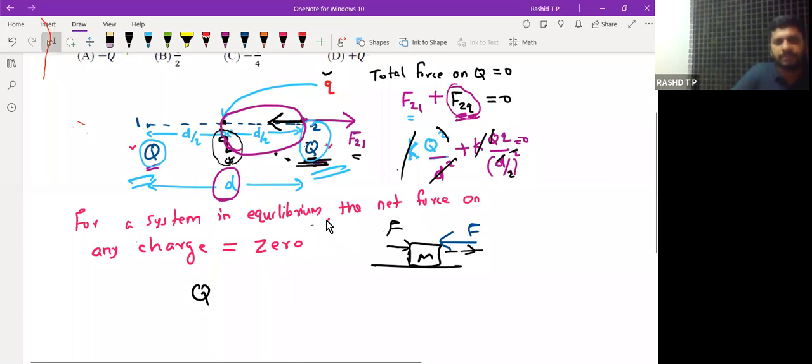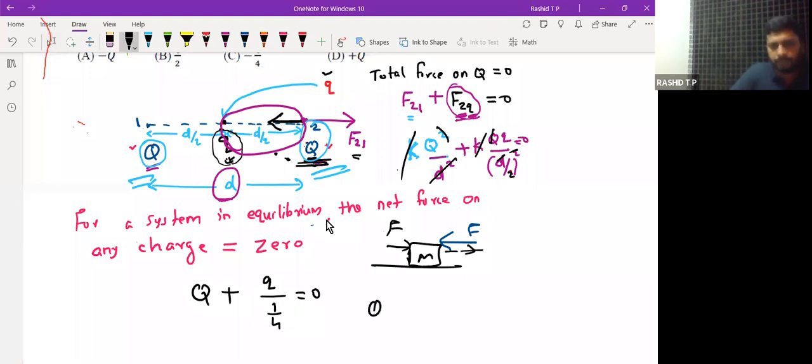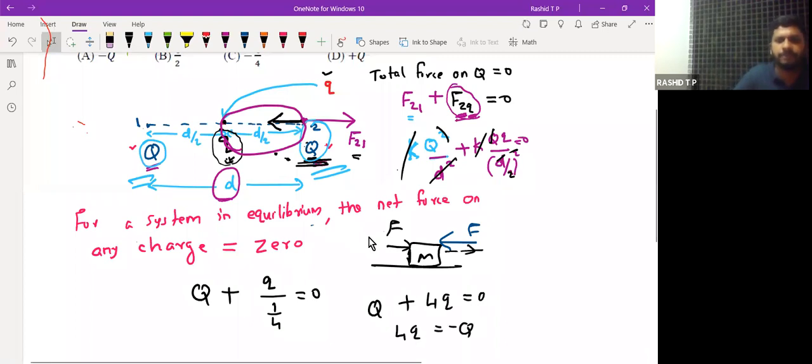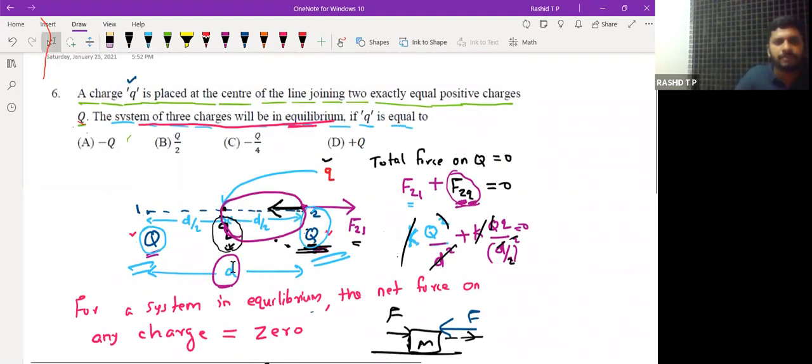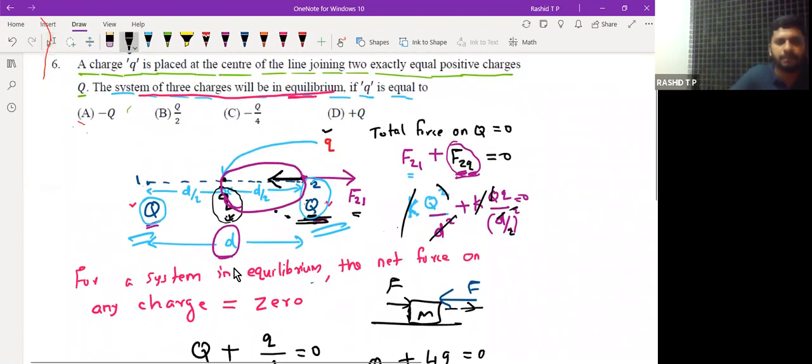q plus small q divided by 1 by 4 equals 0. Then q plus 4q is equal to 0, then 4q is equal to minus q. It is asked what is the value of small q, that is minus q by 4. Minus q by 4 is the answer. This one is the answer. Okay.